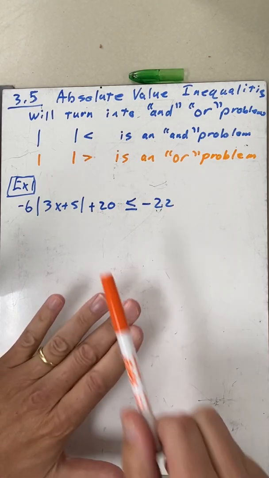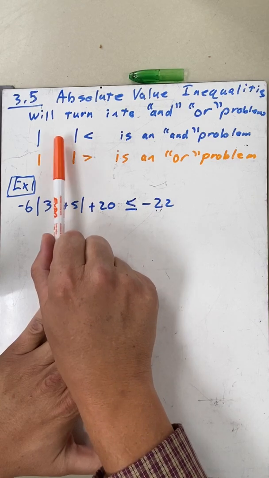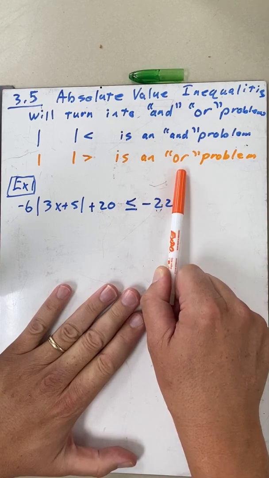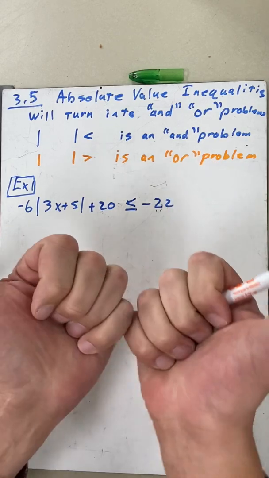The thing that's interesting is, once we get these absolute values done, we will know right away whether we have an and problem or an or problem. And that's what's going to happen today. You're going to have inequalities where they either come together or they head apart.